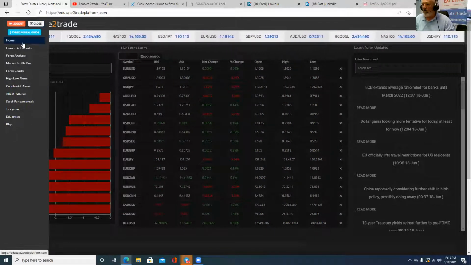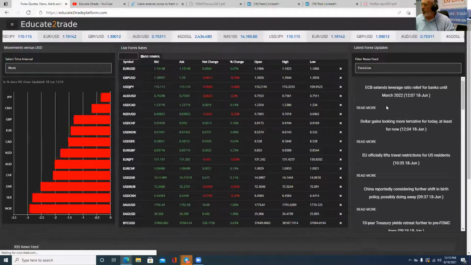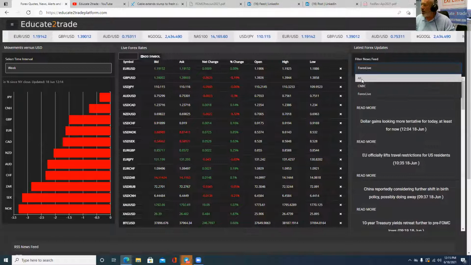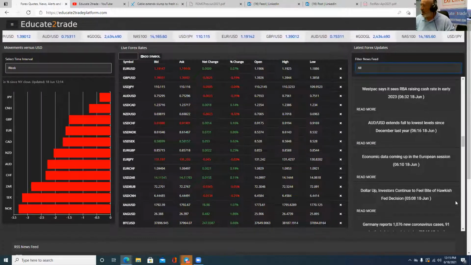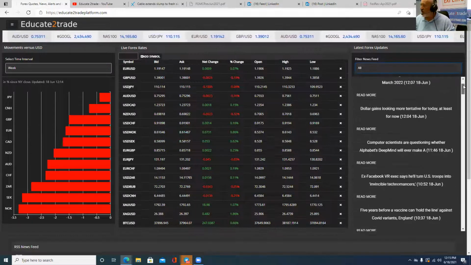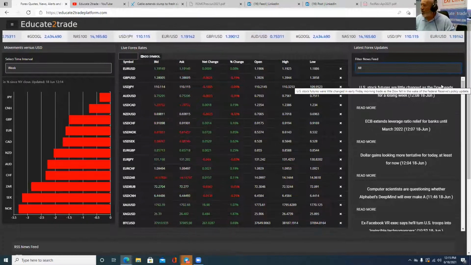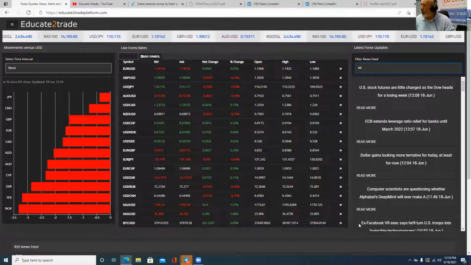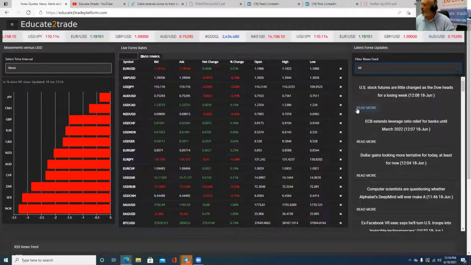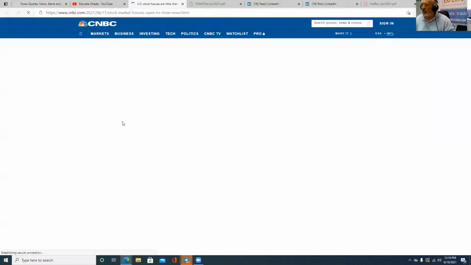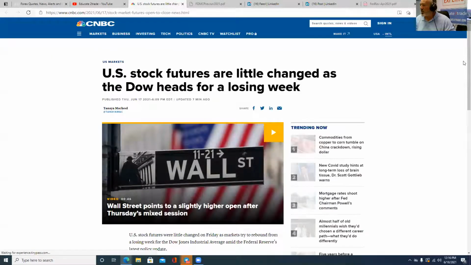Let's quickly have a look at the news. On here, we have the Forex Live news on the right-hand side, with all channels and any news you want that comes out: Bloomberg, CNBC, Forex Live, anything else. If you want to understand the story, here, US futures are little changed as the Dow heads for a losing streak. We press the page here and we get the story from CNBC so we can read it.